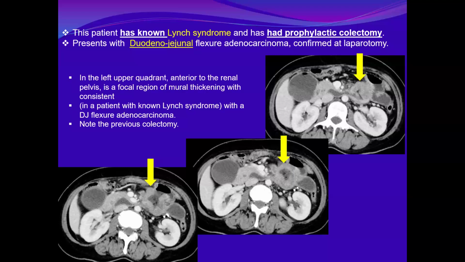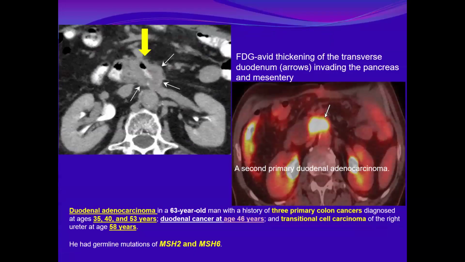Okay, this patient has known Lynch syndrome and had a prophylactic colectomy, presenting with a mass at the duodenal junction, confirmed at laparotomy to be adenocarcinoma. Another example of Lynch syndrome: duodenal cancer at the third or transverse part of the duodenum.